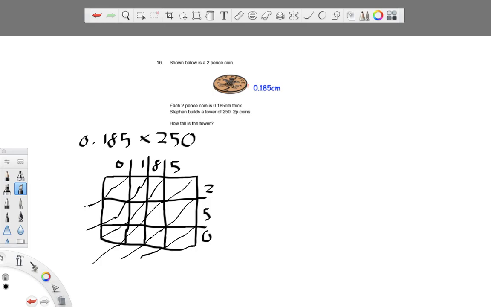Right, so now we're in a place where we can start doing the multiplication. So 5 times 2, that's 10. 8 times 2, 16. 1 times 2 is 2. 0 times 2 is 0. 5 times 5, 25. 5 times 8 is 40. 1 times 5 is 5. And then 0 times 5 is 0. 0 times 0 is 0. And then the rest of these will be 0 because we've got 0 down here.